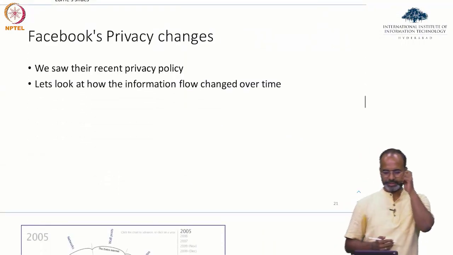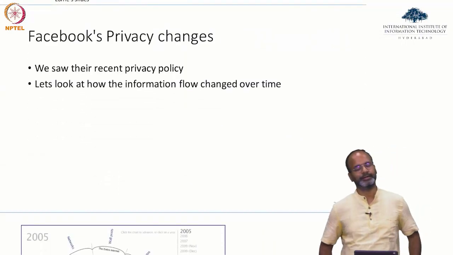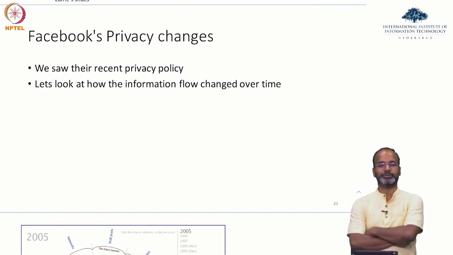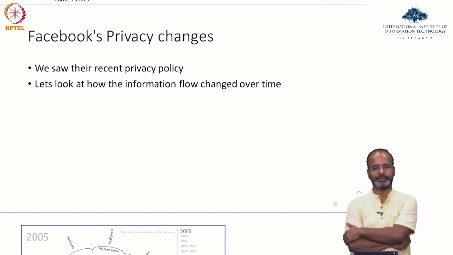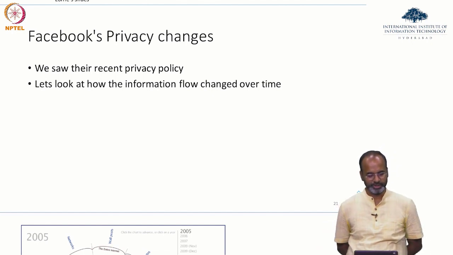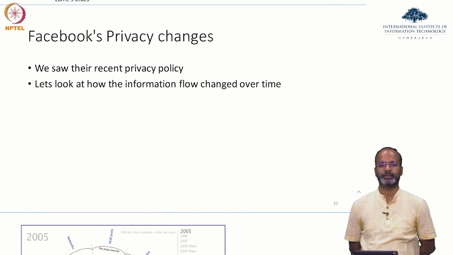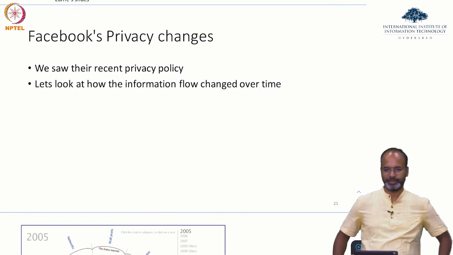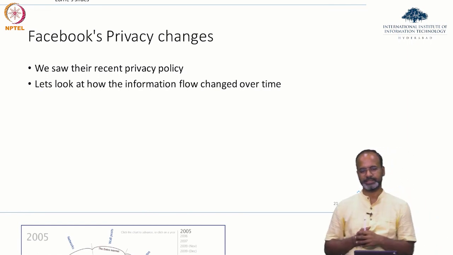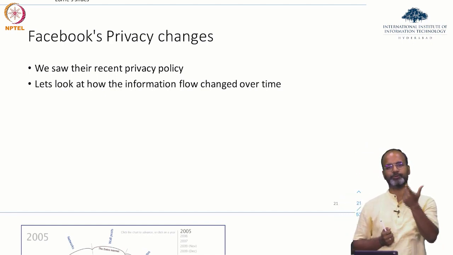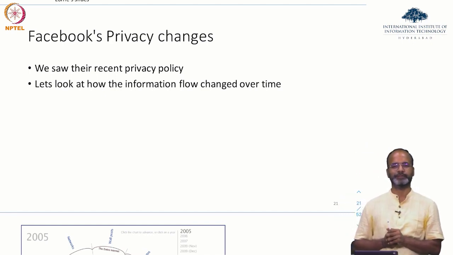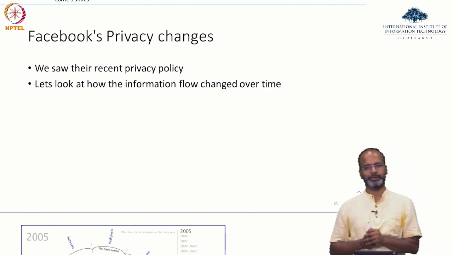Okay, let's continue. Let's continue looking at social media, go back to social media. But again, all of this is very connected. So we saw the recent privacy policy, right? We saw Facebook's recent privacy policy in week 2. We went through in detail what the policies are, all that. Now let's look at how information flow in Facebook has changed over a period of time, right? Over a period of time.